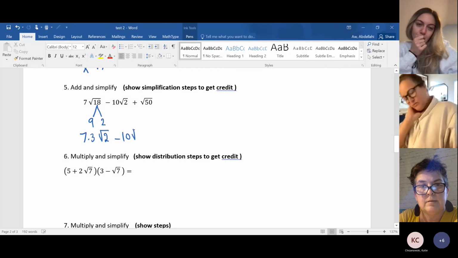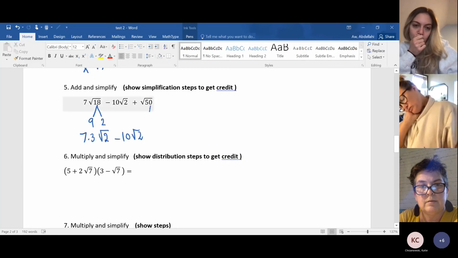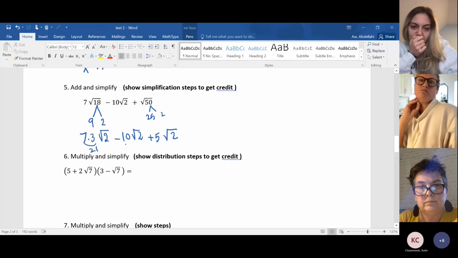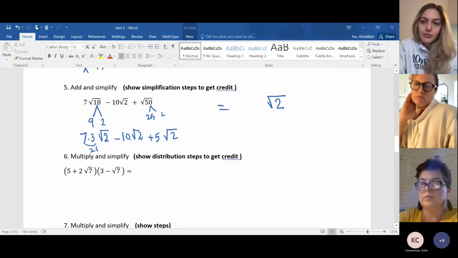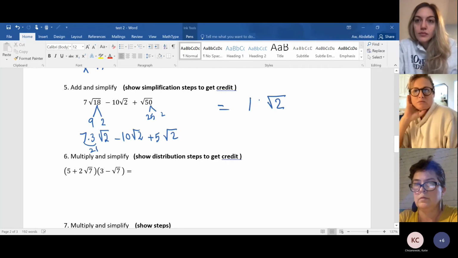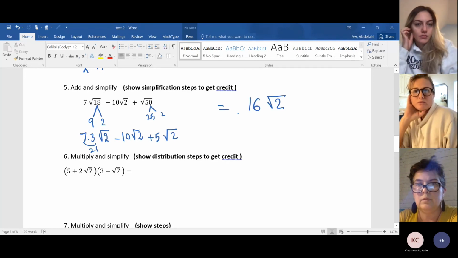Minus 10 square root of 2. And the 50 is 25 and 2. The 25 goes out, it becomes 5, so it's 5 root 2. This is 21 root 2 minus 10 root 2 plus 5 root 2. Since I have like radicals, I just put square root of 2 here. 21 minus 10 is 11 plus 5 is 16, right? 16 root 2.